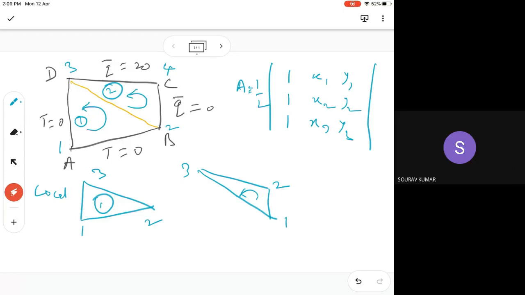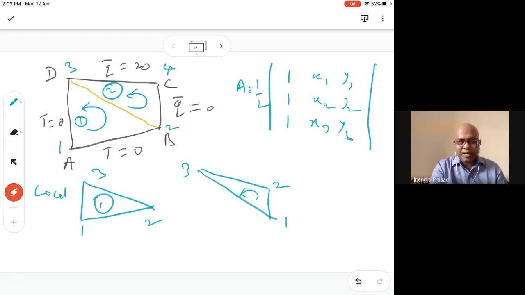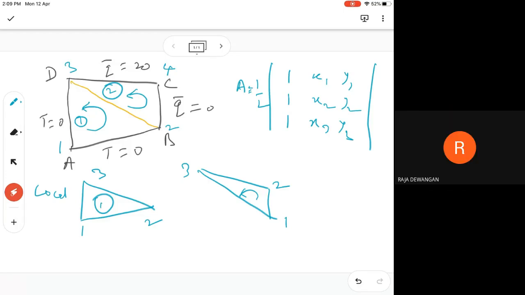Sir, can we convert figure 8.2 into rectangular as well as triangular, both in one time? Triangular and rectangular elements, sir. Can we convert it?